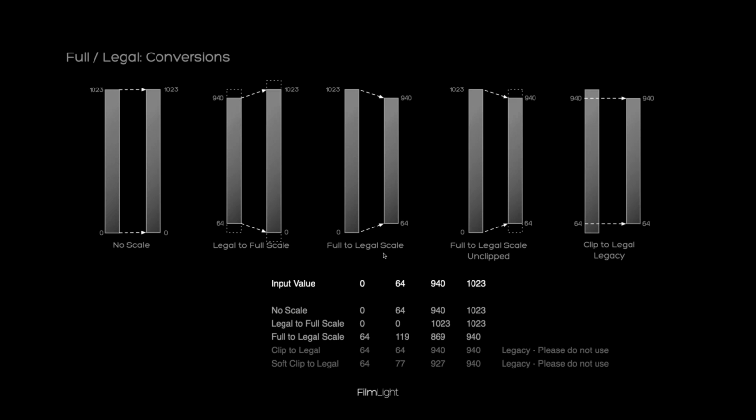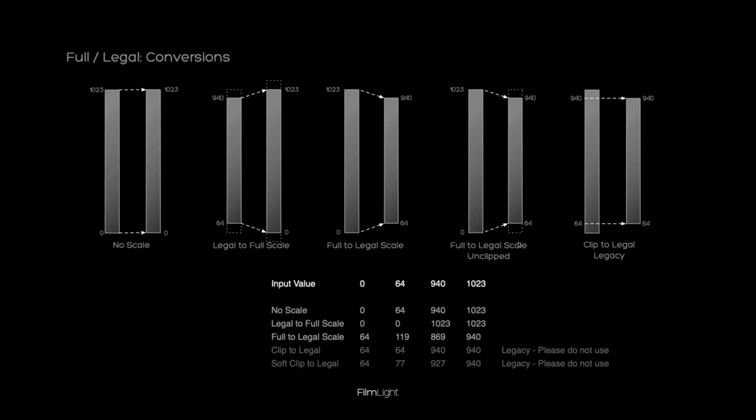And we have two different versions of the full to legal scale, the normal one, and the full to legal scale unclipped. The difference is that in the normal full to legal scale, after the scaling, we apply a hard clip at 64 and 940. So there will be nothing in the super blacks and in the super whites. Whereas in the full to legal scale unclipped, we will not do that hard clipping. The reason this might be useful is what I just mentioned: we are floating point software, and so it's totally reasonable that there might be some image values living below 0 or above 1023. And in this case, they will not be clipped.